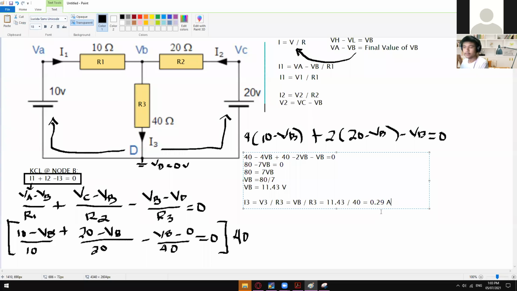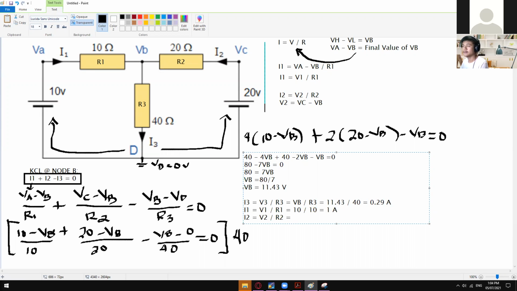Okay, very good. And then the rest are also super easy. Finding the I1, the same concept: we have the V1 divided by R1. So V1 is equal to 10 volts divided by R1, which is 10 ohms. So we have 1 ampere for the I1. And then for the I2, we have the same concept. I2 is equal to V2 divided by R2.